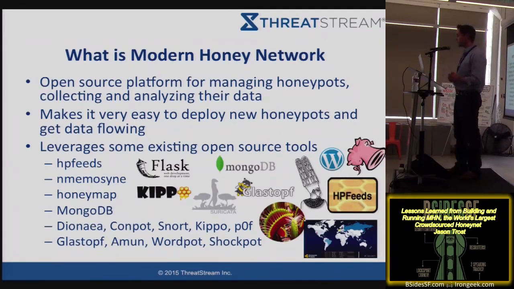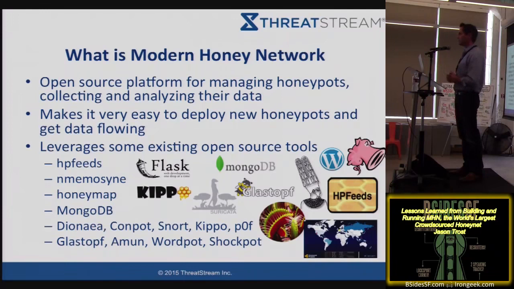It's pretty easy. This system leverages several existing open source tools, including HPFeeds, which is a transport mechanism for how the honeypots transport data back to the MHN server. Nemesine, which is an open source project provided by the Honeynet Project that's used for taking HPFeeds data and indexing it into MongoDB. HoneyMap, same sort of thing, a project provided by the Honeynet Project. It's for visualizing this data in real time. Most of you have probably heard of MongoDB. That's the database MHN uses.